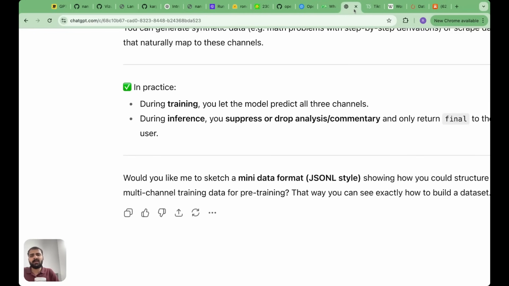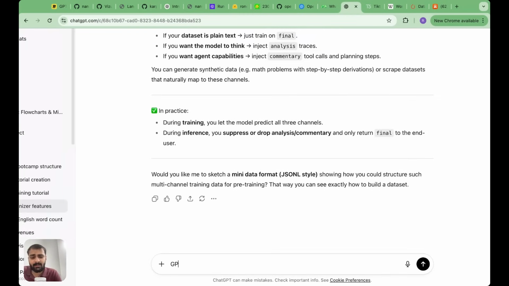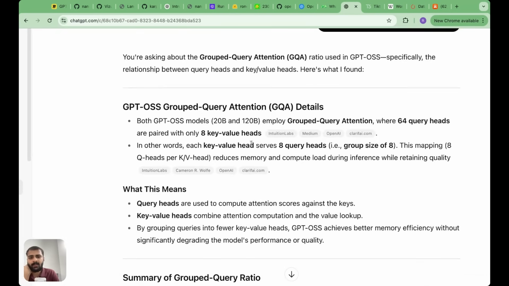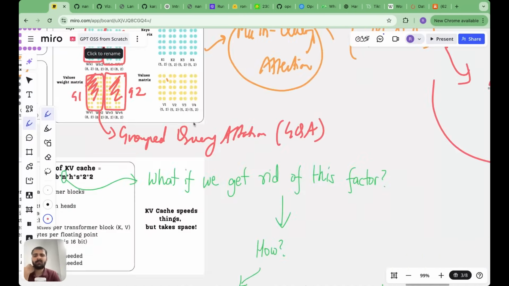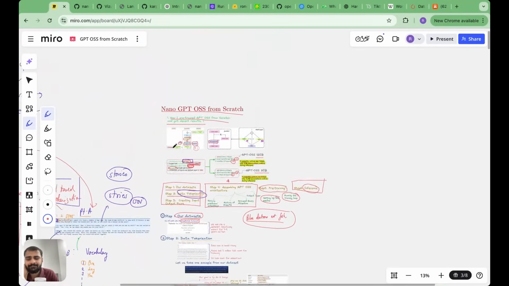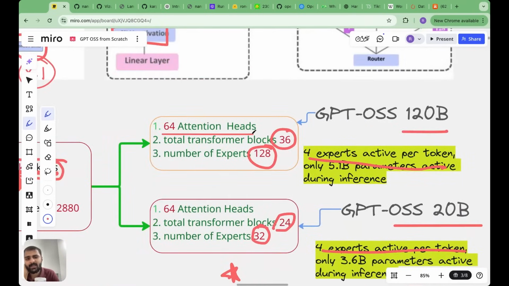GQA. So remember, we interacted with ChatGPT and we asked about GPT-OSS group query attention ratio. And here you will see that ChatGPT mentioned 8. Each key value head serves 8 query heads, the group size of 8. So what this actually means is that if you take a look at the number of heads which GPT OSS actually had, the number of heads which they have is 64 attention heads, right?